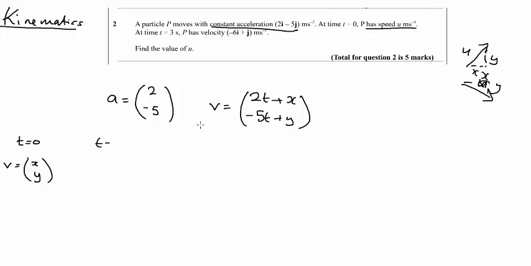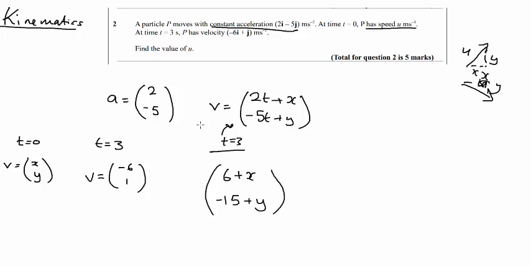So here's what I now know. Now I can look at other things because I need an equation for this. I know at t equals 3, v equals minus 6, 1. And you may already start feeling out what happens. So if I put t equals 3 into here, what do I get? I get 6 plus x, minus 15 plus y, equals minus 6, 1. This is giving me pretty straightforward stuff. So x will equal minus 12 and y will equal 16.